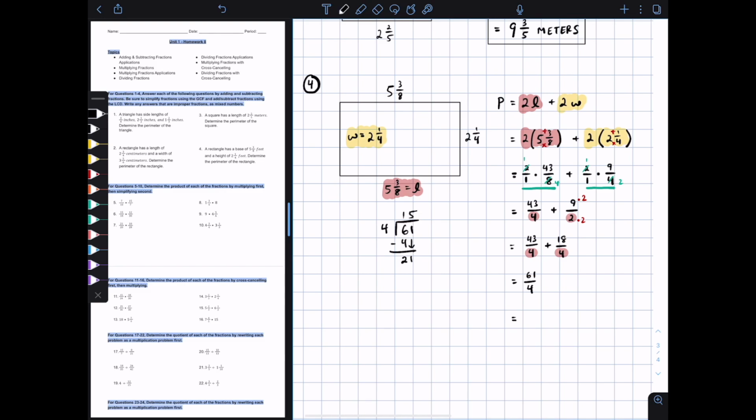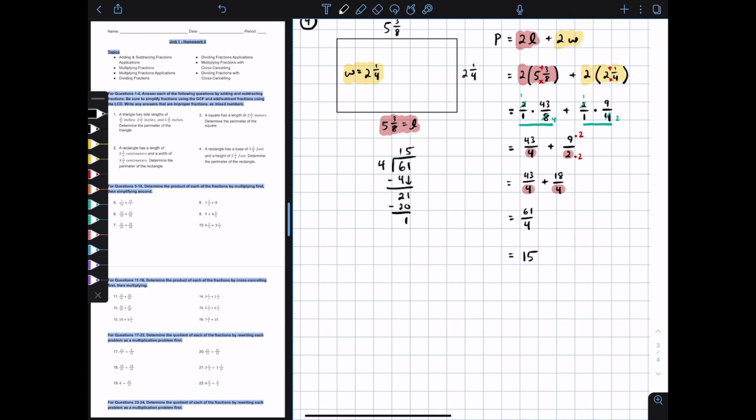So that's going to be 15, that's 20, remainder of 1. Okay, so our final perimeter here is going to be 15 and 1/4. What kind of units do we have? I think we have feet. Yeah, feet here. And this would be the perimeter of this rectangle.